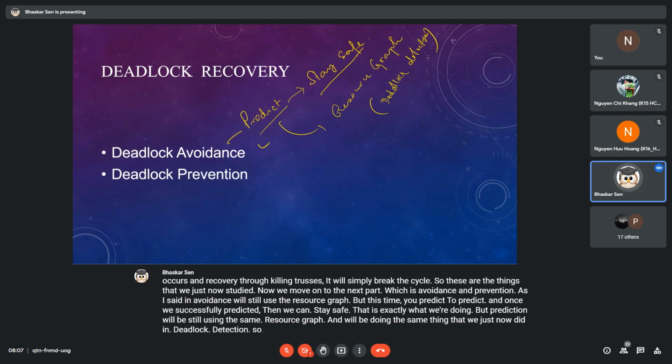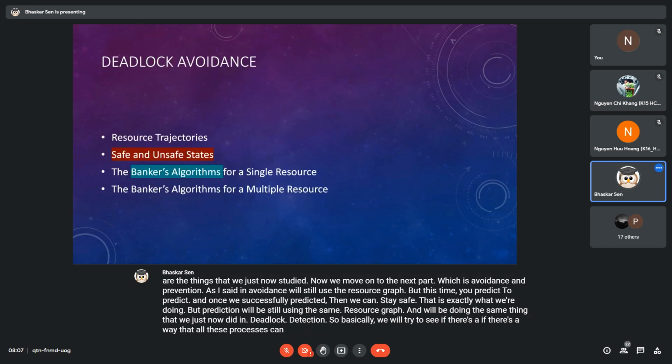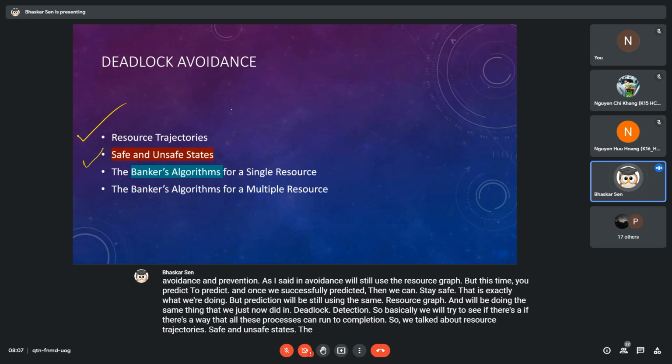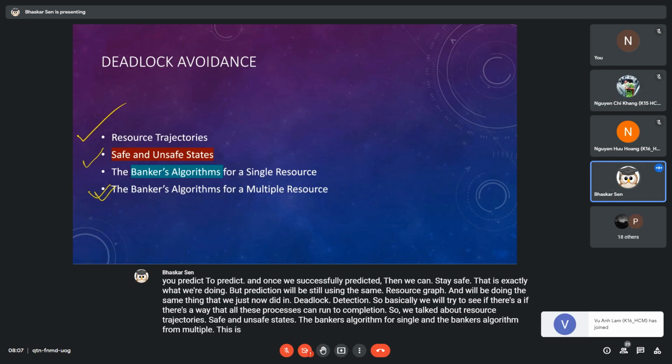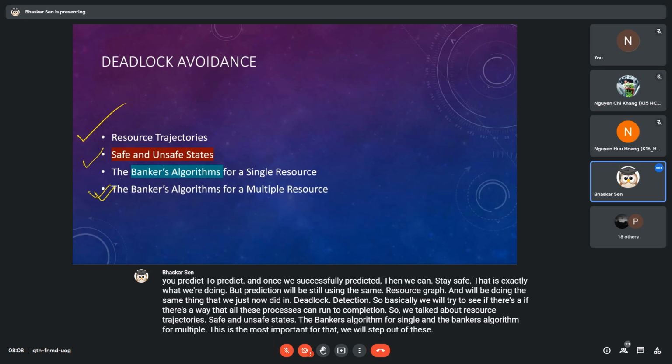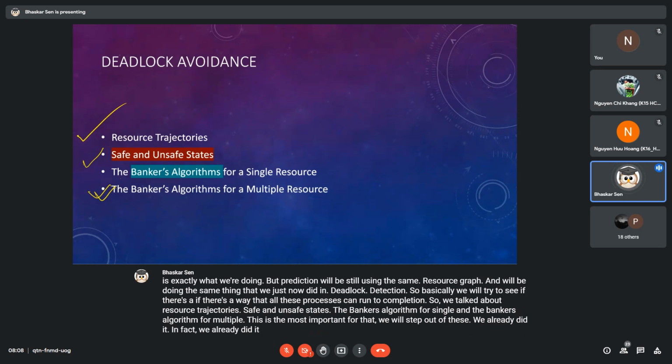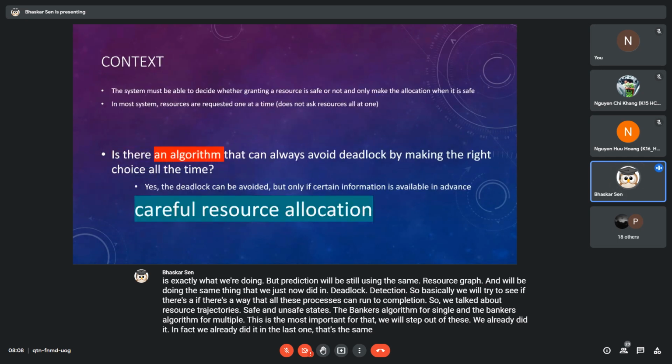So basically, we will try to see if there's a way that all these processes can run to completion. We'll talk about resource trajectories, safe and unsafe states, the banker's algorithm for a single resource, and the banker's algorithm for multiple resources. This is the most important one. We already did it, in fact, in the last one. That's the same thing.